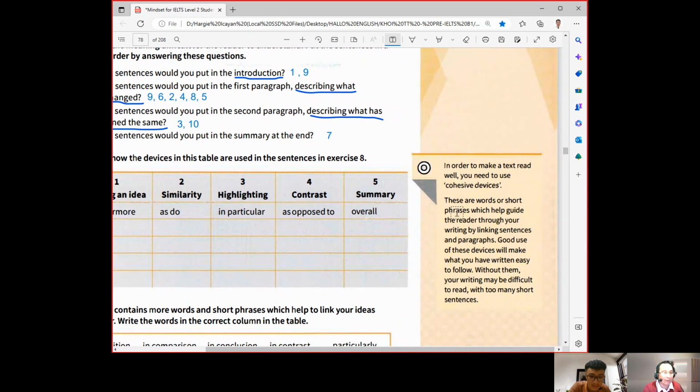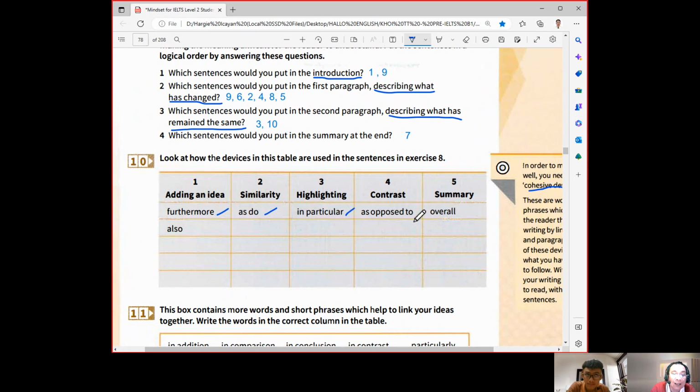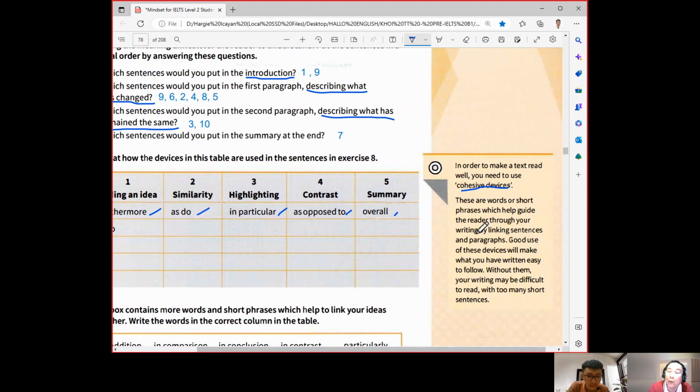Before that, in order to make a text read well, you need to use the so-called cohesive devices. What are cohesive devices? These are words or short phrases which help guide the reader. The following words are all cohesive devices because they help the reader through your writing by linking sentences and paragraphs. Good use of these devices will make what you have written easy to follow. Without them, your writing may be difficult to read.